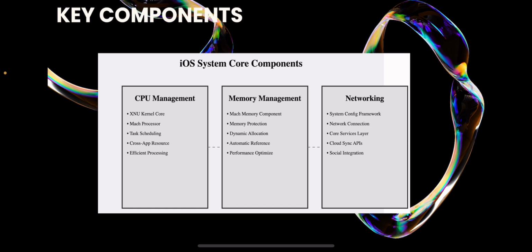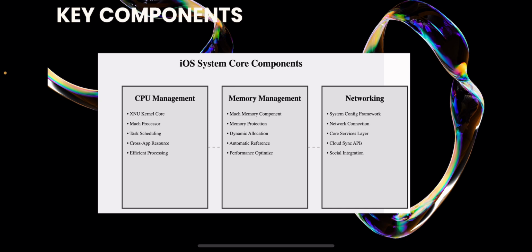Now for memory management, memory management in iOS is also handled by the Mach component of the kernel. It provides memory protection and manages the allocation and deallocation of memory resources. iOS uses advanced memory management techniques to optimize performance and battery life, including automatic reference counting for efficient memory allocation and deallocation. Now for networking, capabilities are provided through various frameworks in the Core OS and Core Services layers.